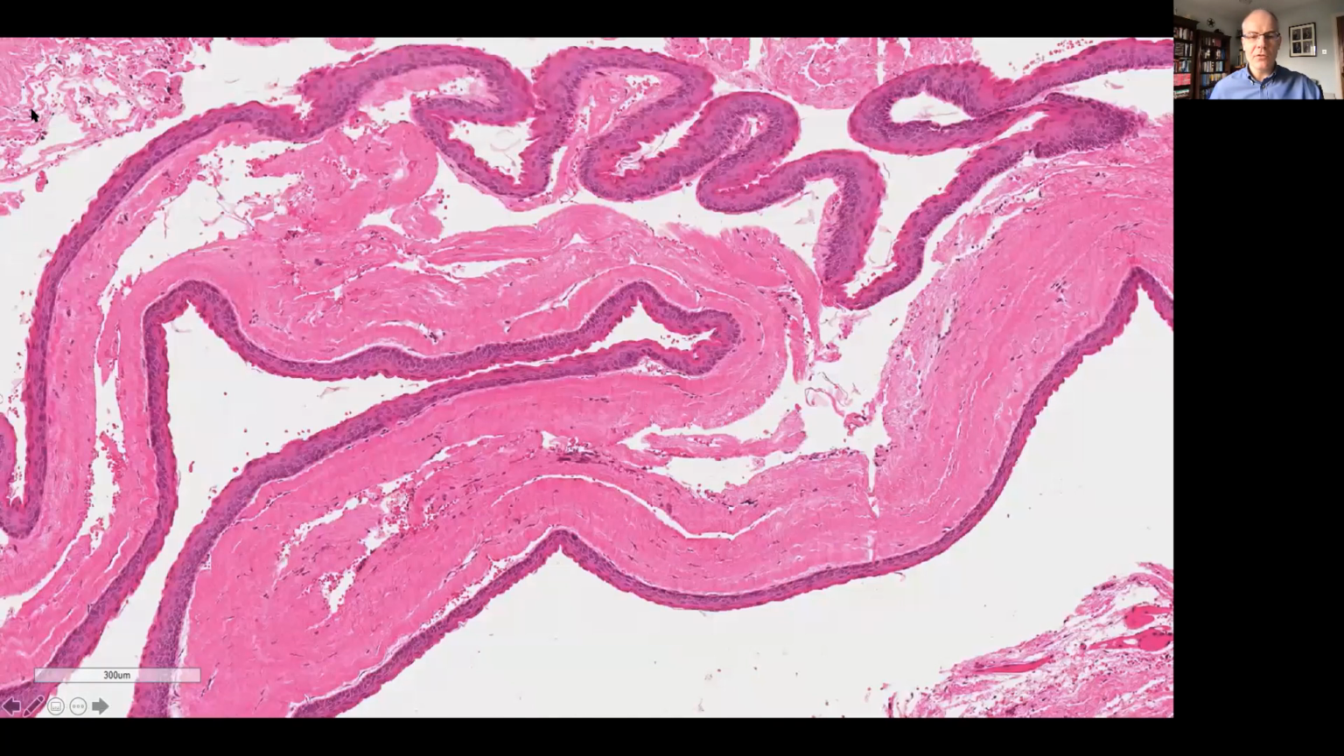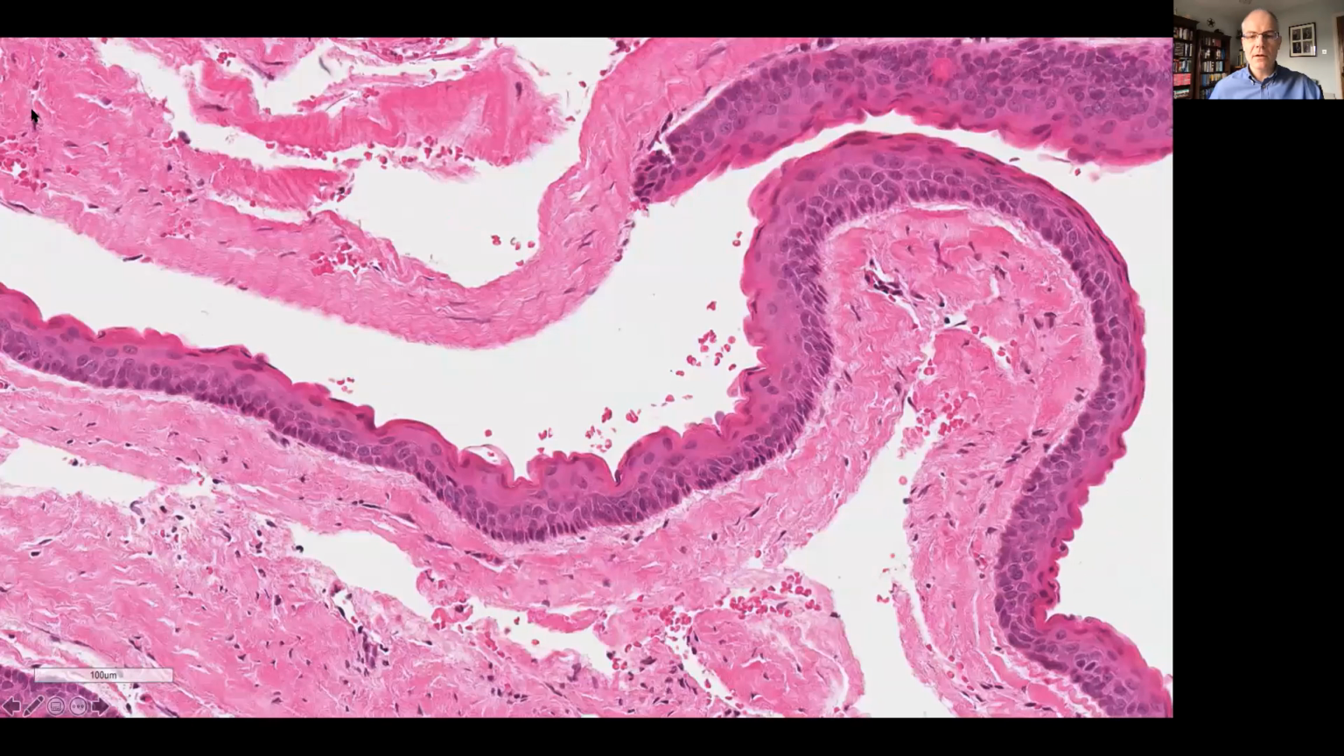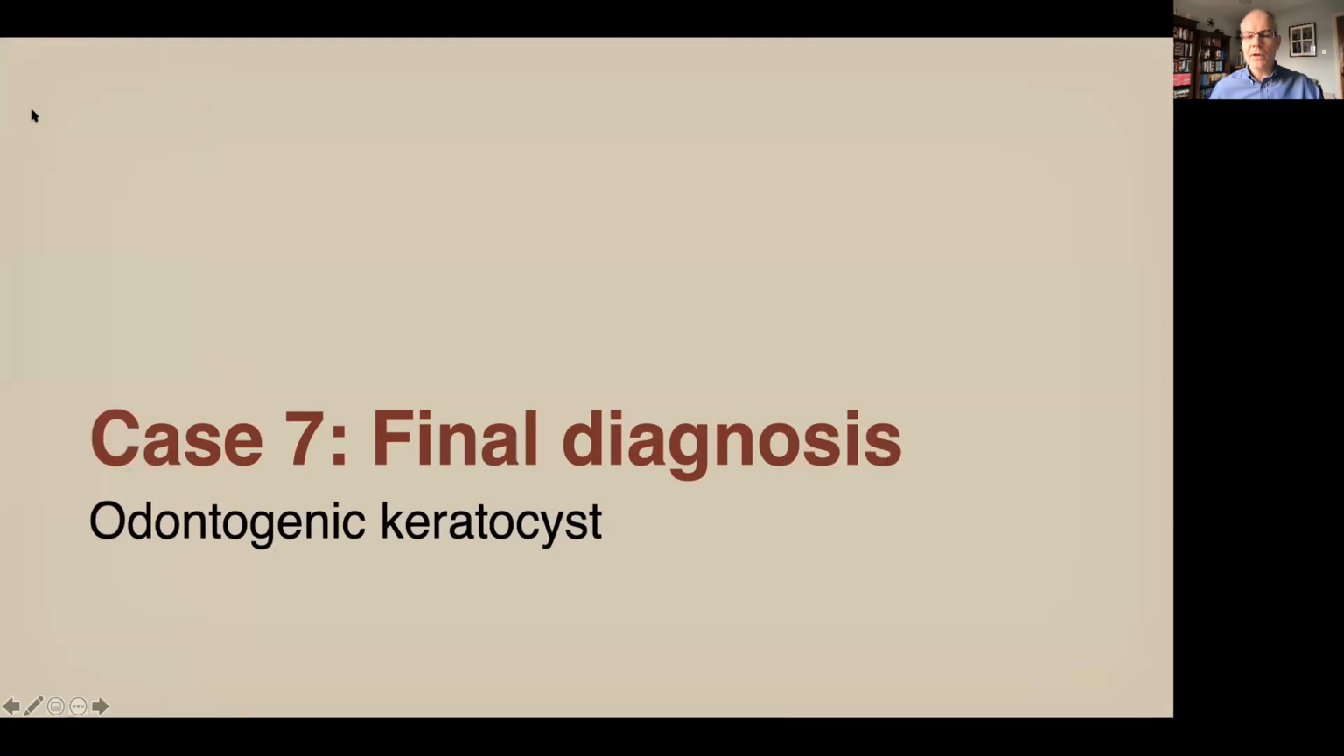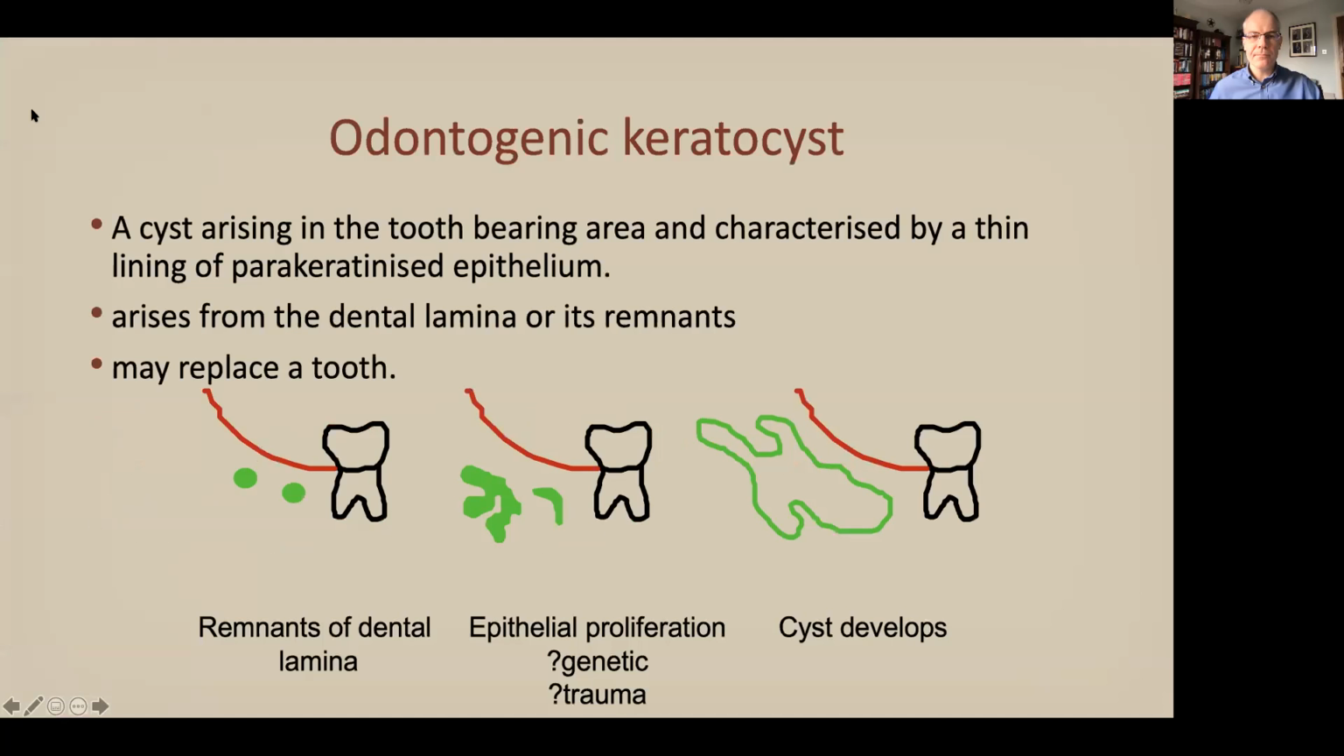It has a classic histological appearance of a fibrous connective tissue wall to the cyst and a lining, which is epithelial, 4 to 6 cells thick, and has a corrugated parakeratinized surface and basal cell palisading. I think this is quite a classic appearance, and the final diagnosis for case number 7 is an odontogenic keratocyst.